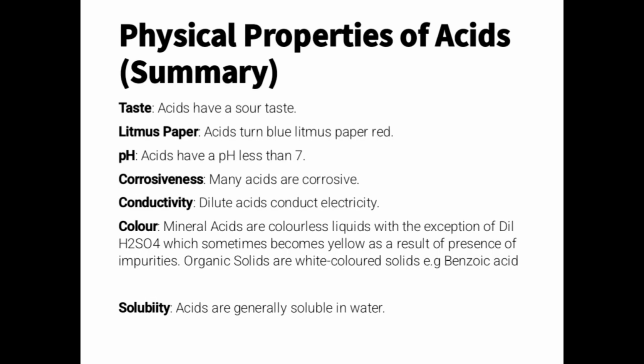Now let's look at the summary of the physical properties: taste, litmus paper, pH, corrosiveness, conductivity, color, and solubility. Acids have a sour taste, turn blue litmus paper red, and have pH less than 7. Many concentrated acids are corrosive. Dilute acids conduct electricity. They are usually colorless, and then organic acids are white colored solids. And then they are generally soluble in water.